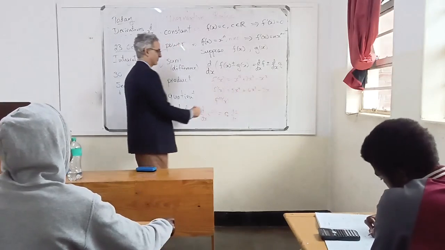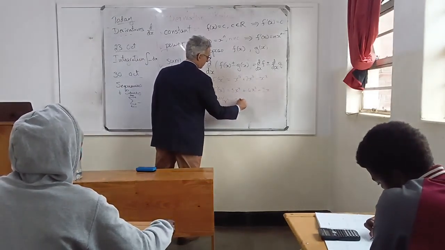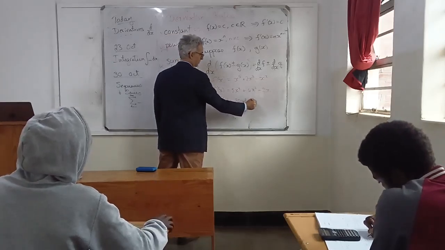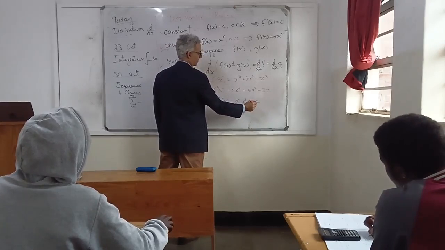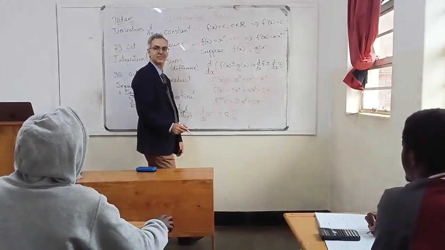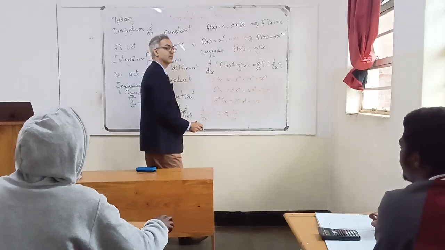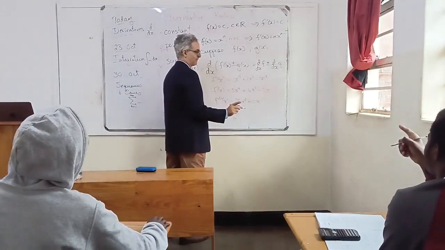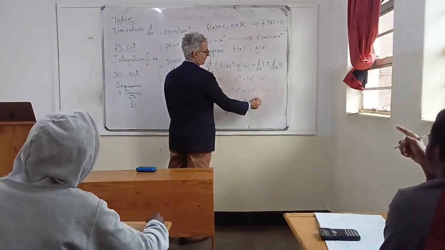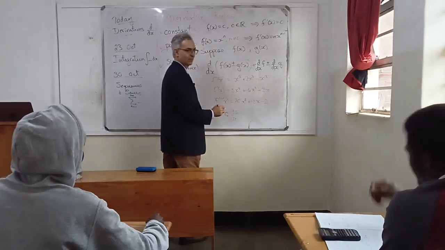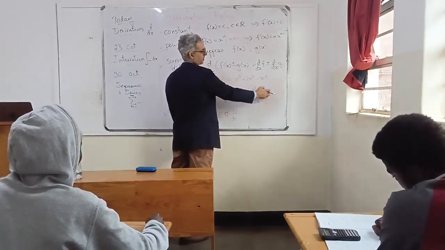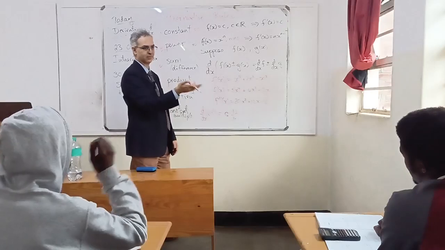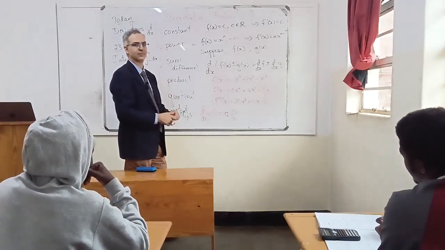It's 12 plus 12x minus 2. So 2 is a constant multiplying x. The derivative of x is 1. 2 times 1 is 2. Yeah?